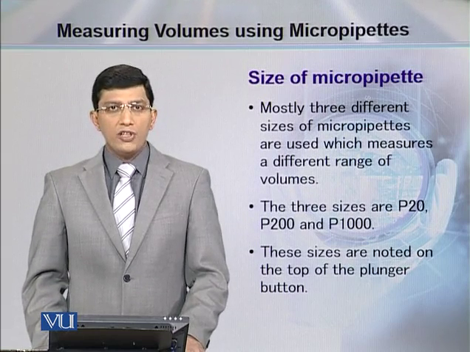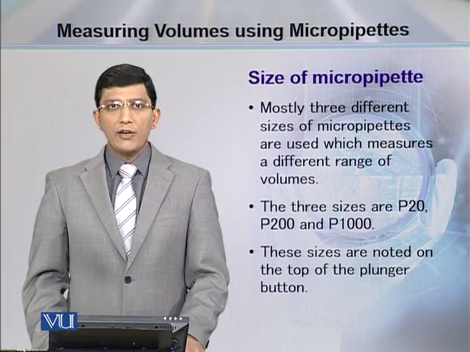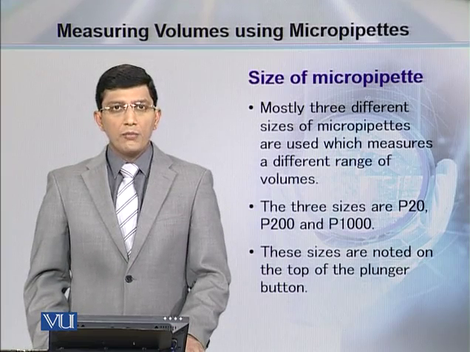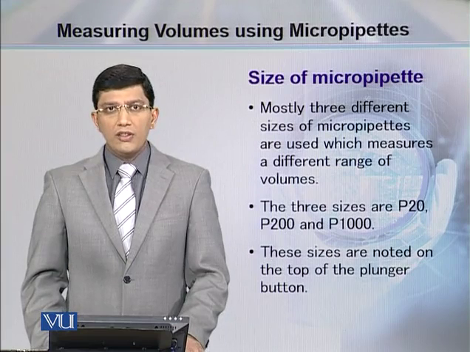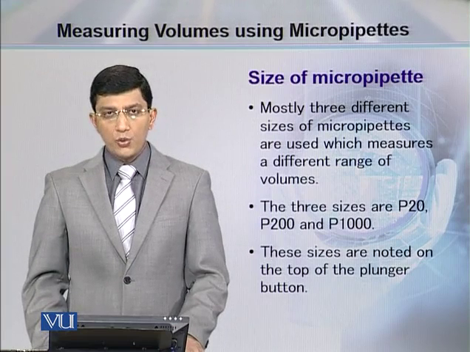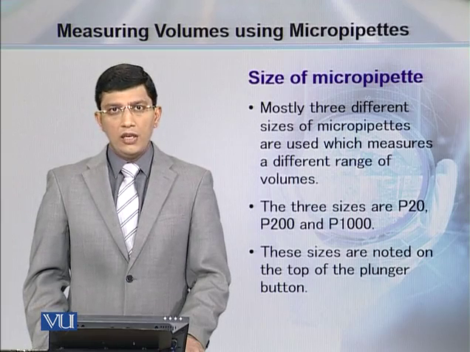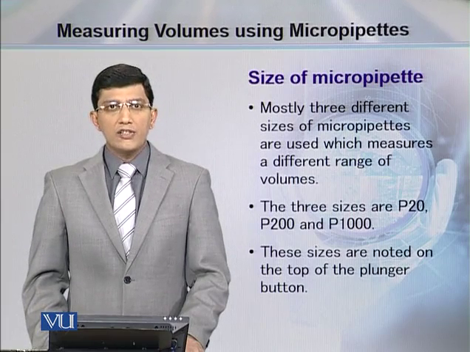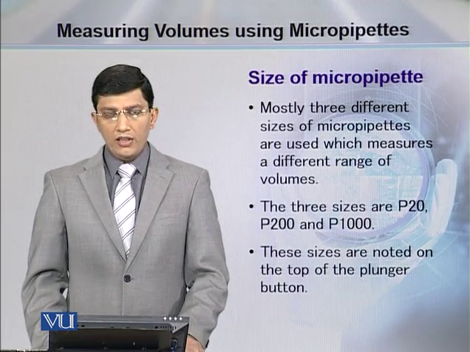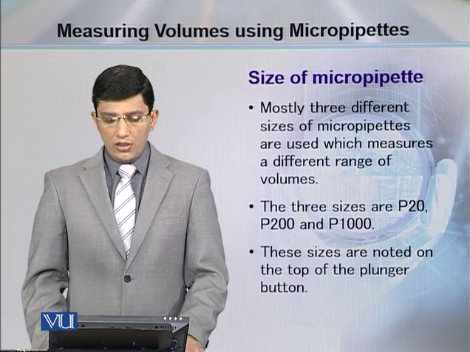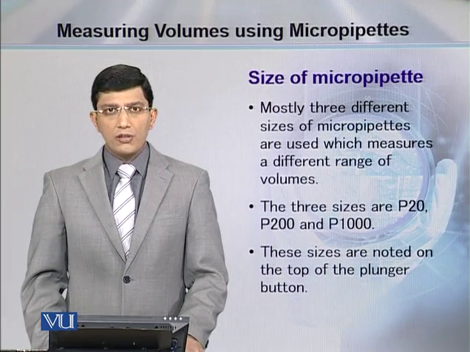Normally we have three different sizes of micropipettes used in the biotechnological labs. These are referred as P20, P200 and P1000. The name and the number indicates the maximum volume a micropipette can hold, and this is mentioned on the top of the plunger button.